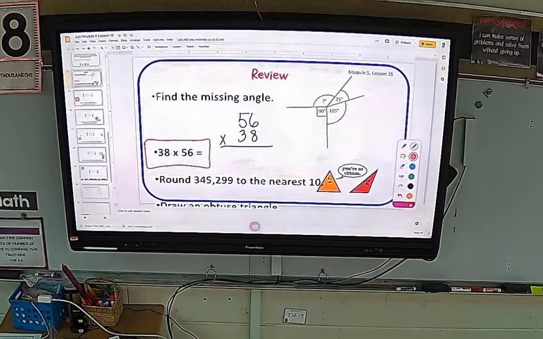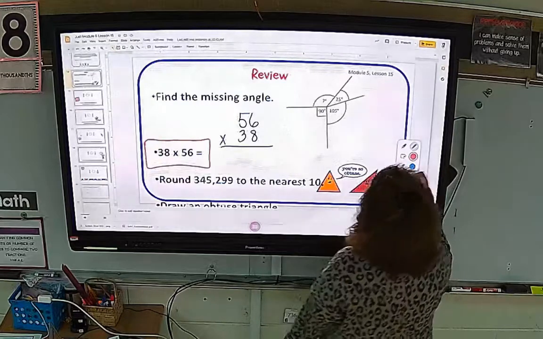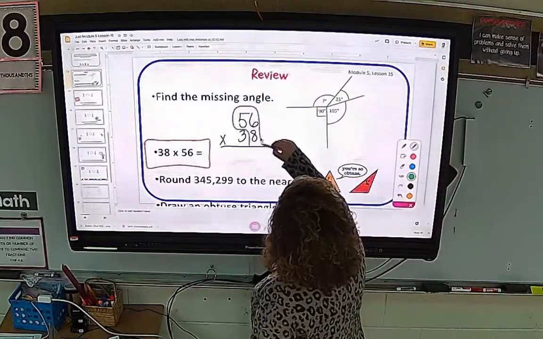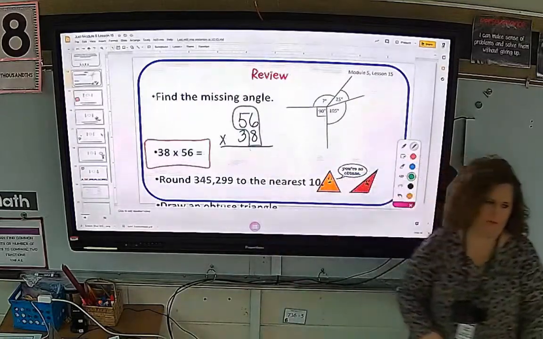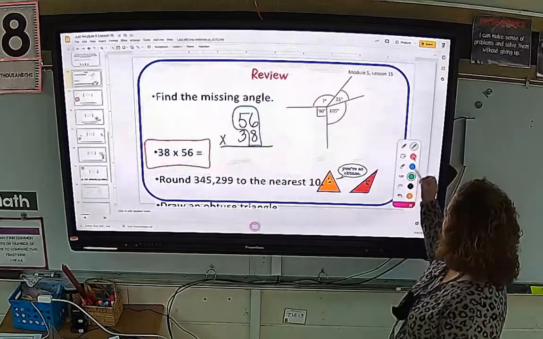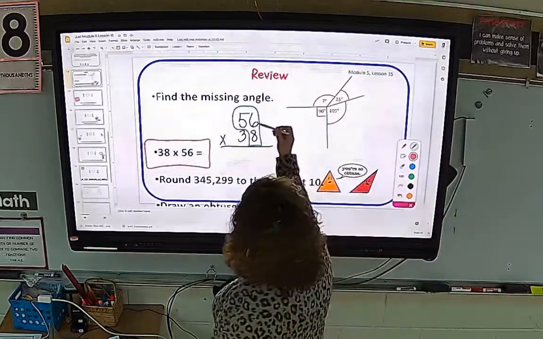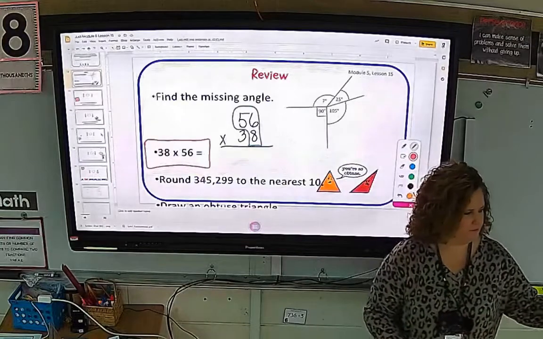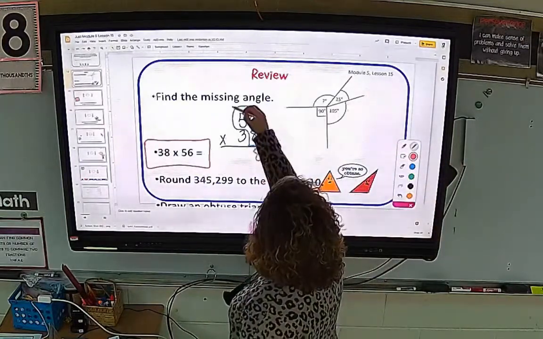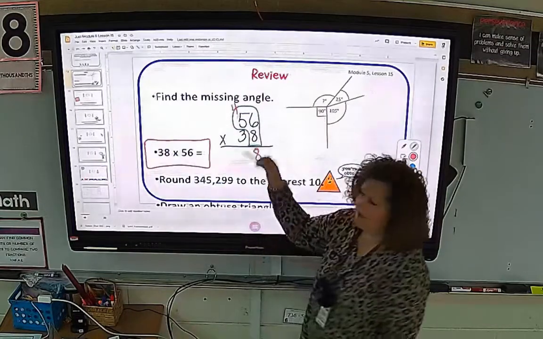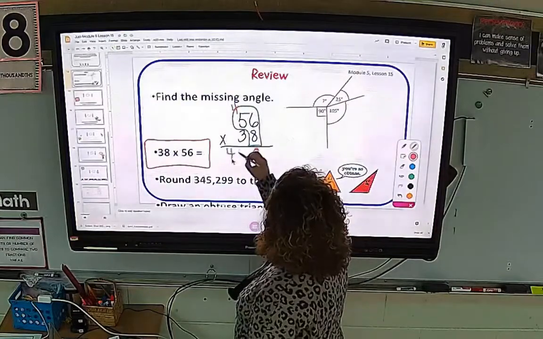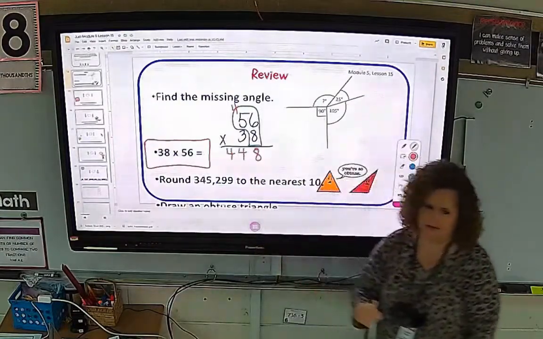All right, so if I jumped in here to get caught up, I would encourage you, if you're forgetting the step of on the second row, putting that 0, just keep drawing that shape, and hopefully that will remind you. We're going to go 8 times 6, which is what, everybody? 48. That slowed some of us down, but it's 48, so put the 8, carry the 4. 8 times 5? 40 plus 4 more is 44. So your top row would be 448.